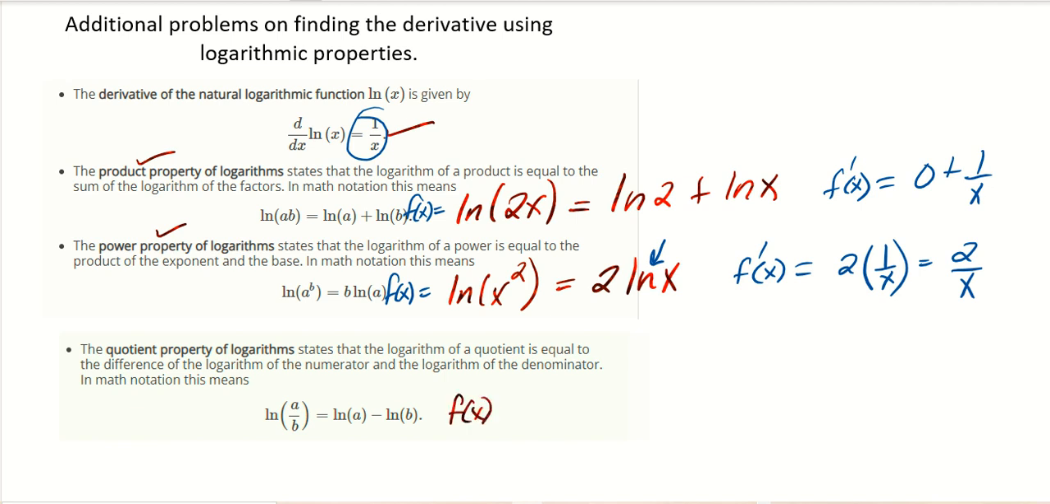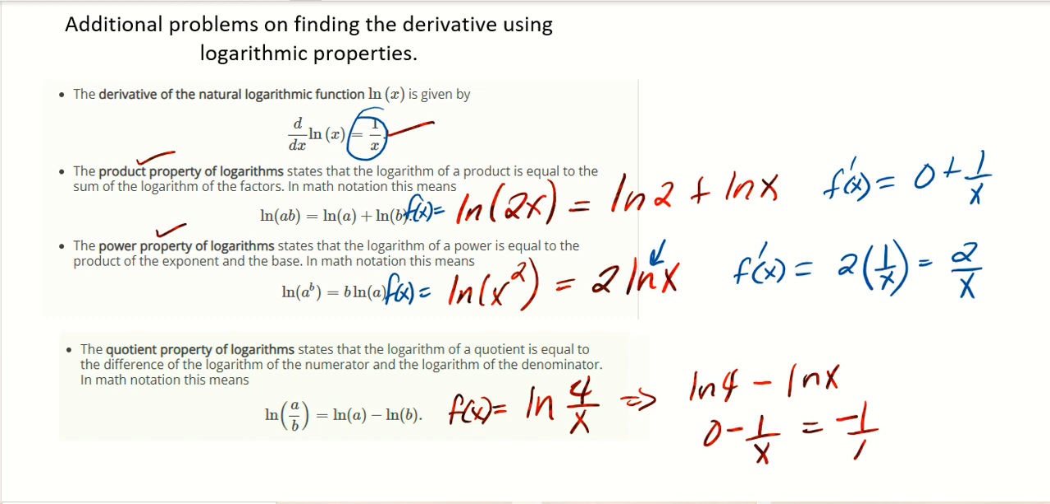So let's just say f of x equals, let's see, the natural log of 4 over x, right? So this will be seen as the natural log of 4 plus the, not plus, minus the natural log of x, right? So the derivative of the natural log of 4 would give us 0, minus 1 over x. So our answer would be negative 1 over x, right?